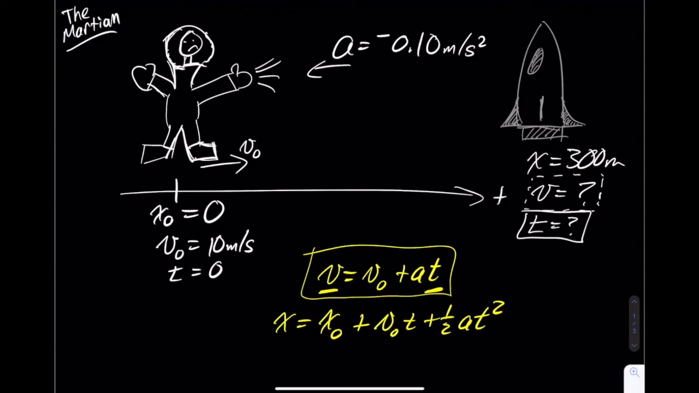Now, just to make our lives a little bit easier, I'll cross out this initial position, we know that's 0. Now, looking at this equation, I've got a t and a t squared involved, and a term that does not involve t. So that means that we're going to have to use the quadratic formula. The only way to solve an equation like this is the quadratic formula.